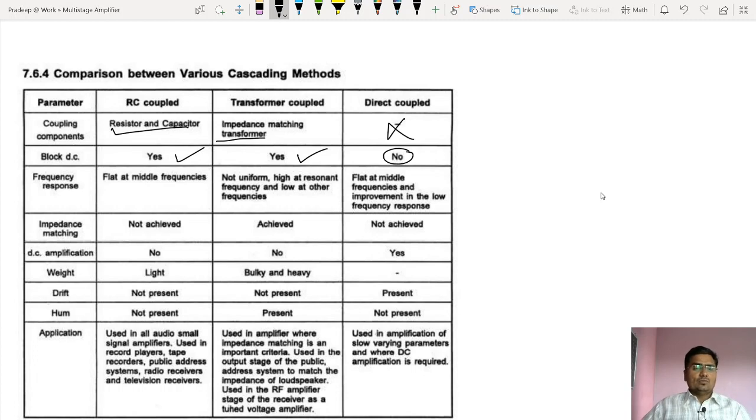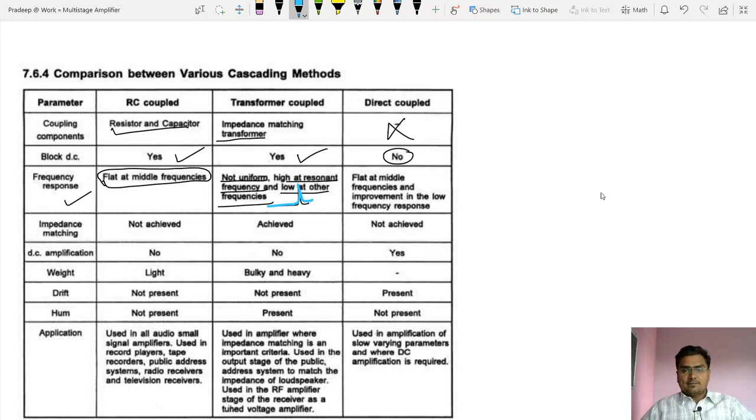Now, what about the frequency response? Frequency response is flat at the middle frequencies, same as that of the single stage RC coupled amplifier. But here, not uniform. High at resonant frequency and lower at other frequencies. See, I told you that there is a peak at resonant frequency. Let me change the pen. Yes, there is a peak at the resonant frequency. So that's why sometimes it is not preferred.